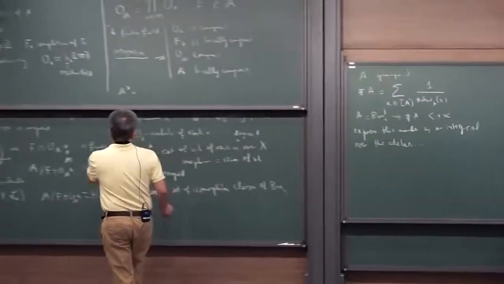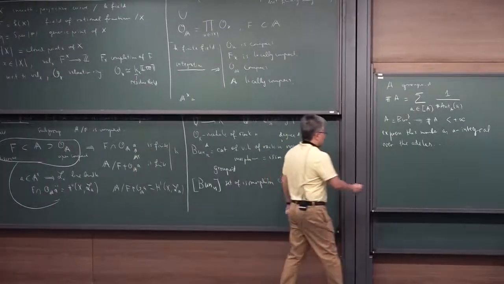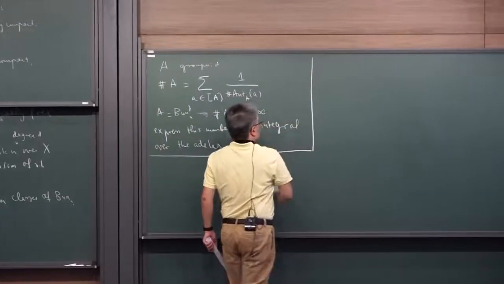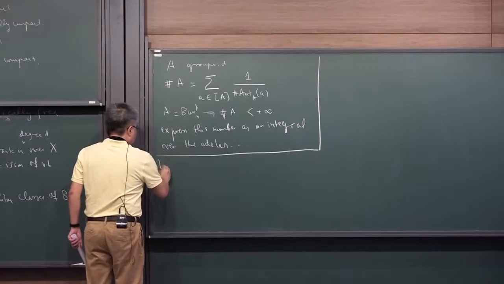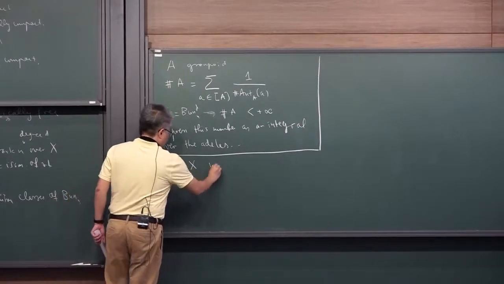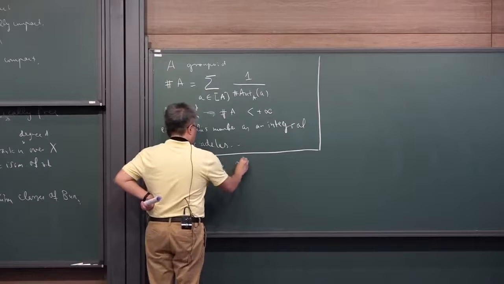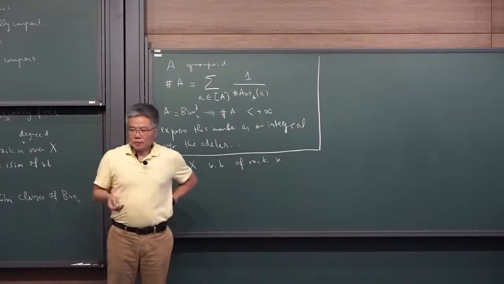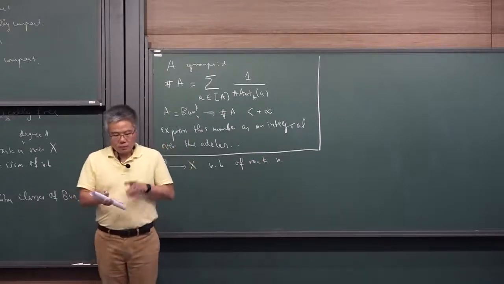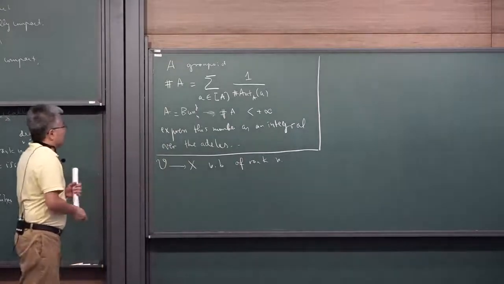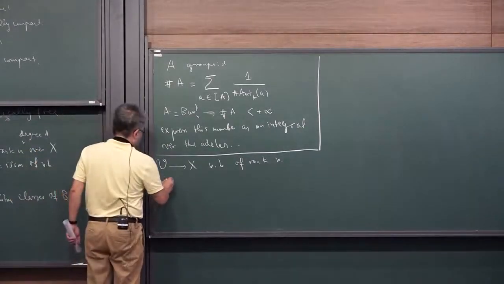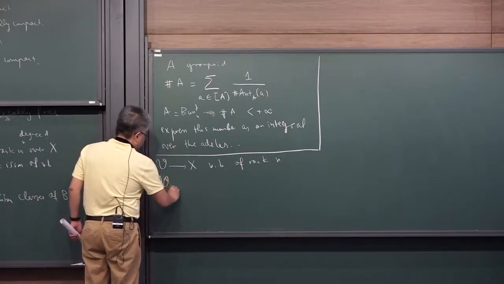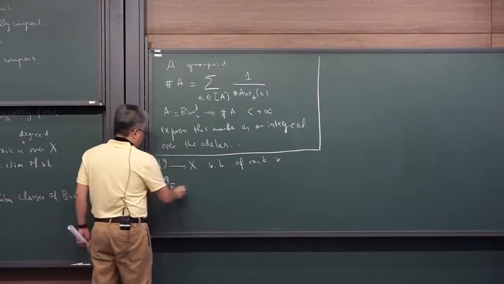Let's come back to how we describe vector bundles in terms of X. So if I have a vector bundle V over X, a vector bundle of rank n, how can I describe it? First of all, I look at the generic fiber. So let V, so V of the generic point of X, is a vector space.